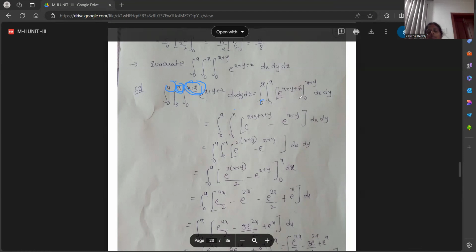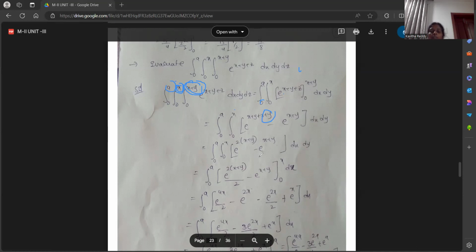So 0 to a, integration of 0 to x, integration of 0 to x plus y. I am integrating with respect to z. So what is the integration of e power x plus y plus z? You know the integration of e power x is always e power x. So e power x plus y plus z. Then apply the limits here, 0 to x plus y. So e power x plus y plus x plus y in place of z, minus e power x plus y, dx dy.